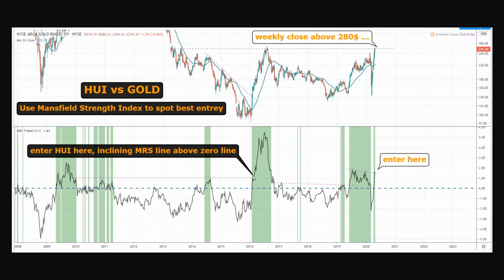That's where this is an A++ setup. You have a nice clear signal. This is the type of thing I'm imagining here. The HUI really starting to outperform gold. Not that gold's going to stop going up, but the HUI, the gold bugs index, is going to go up higher and faster than the gold metal itself.